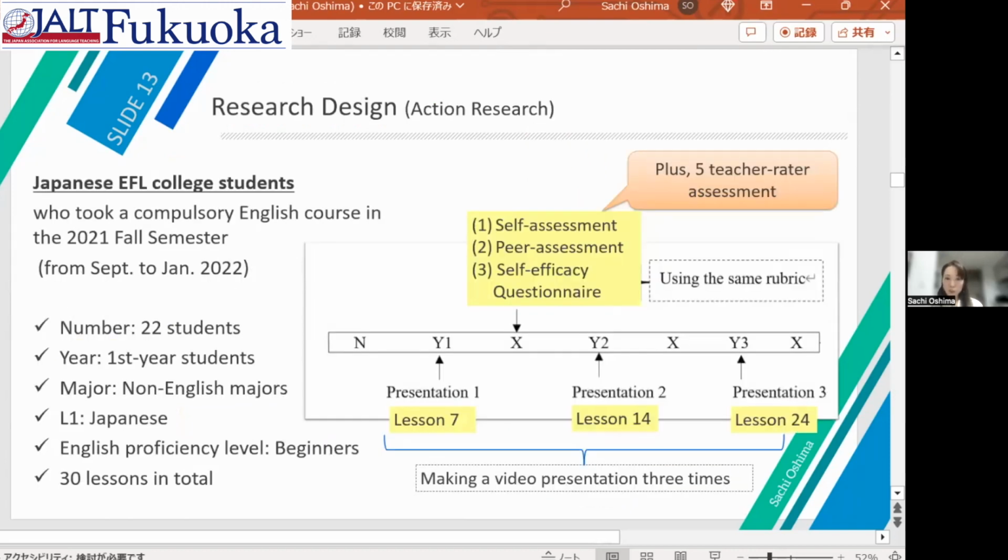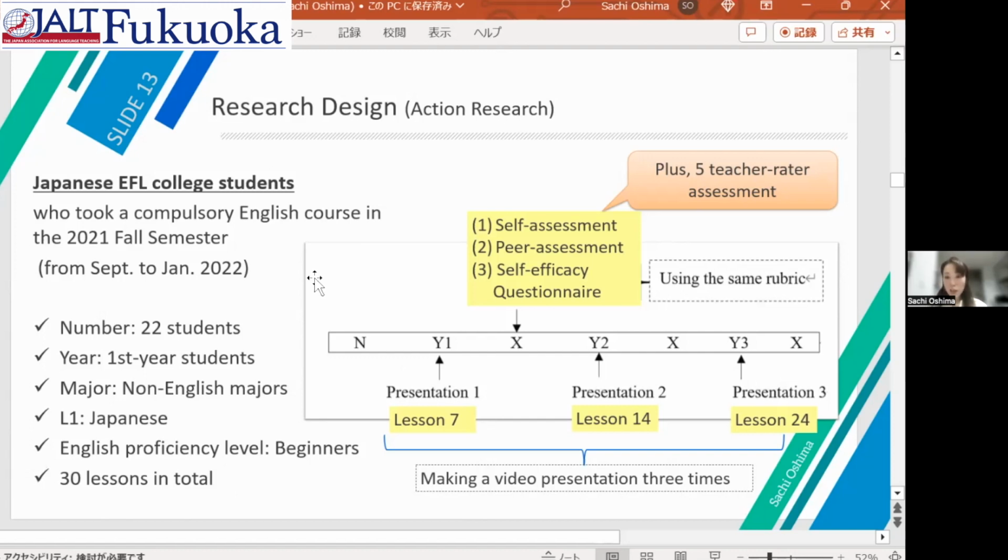My students are Japanese EFL college students, and they took a compulsory English course in the 2021 fall semester. It was still during the COVID-19 pandemic, so it was conducted online. The number of students is 22, and all of them are first-year students. I could meet them twice a week for 15 weeks, so 30 lessons in total were conducted during the semester.